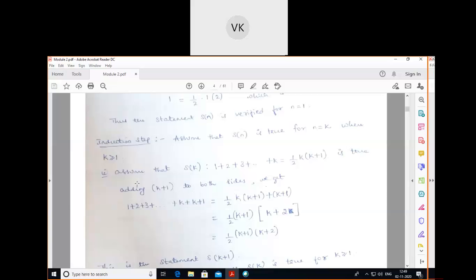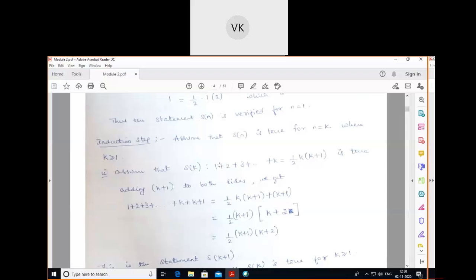Assume that S of k, 1 plus 2 plus 3 plus up to k equals 1 by 2 k into k plus 1, is true. Adding k plus 1 to both sides, we get the following. We are going to add k plus 1 to both sides. How do we add it here?